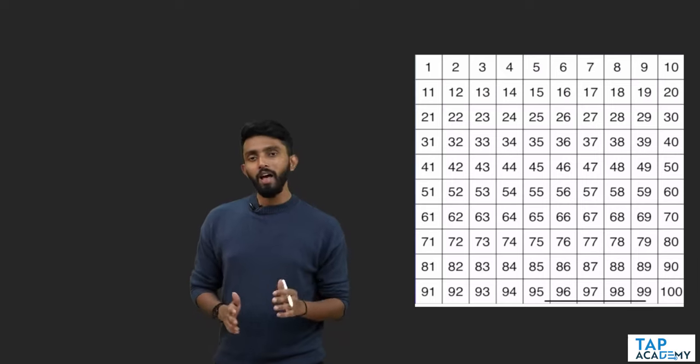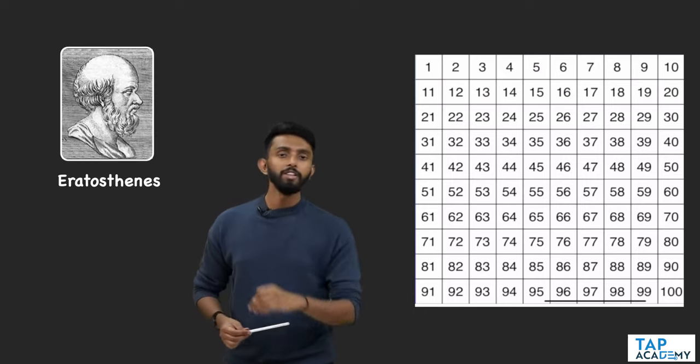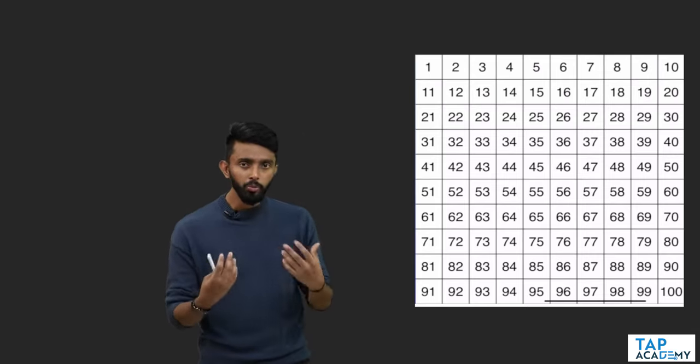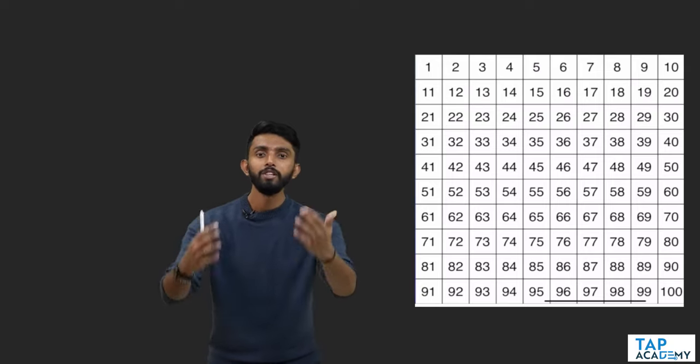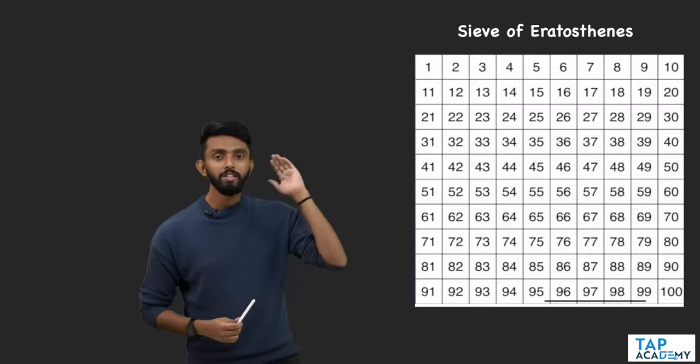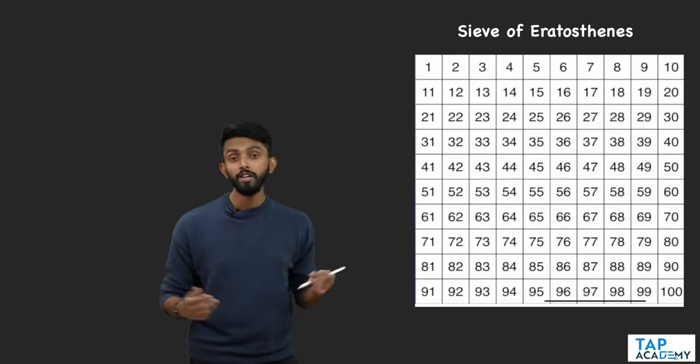Now, this algorithm was provided by a great mathematician called Eratosthenes. He is the person who came up with this algorithm. I'm just a conduit, I'm just a medium through which this knowledge is being conveyed to you, right? This algorithm is called the Sieve of Eratosthenes. Now, what is the Sieve of Eratosthenes and how does it work?